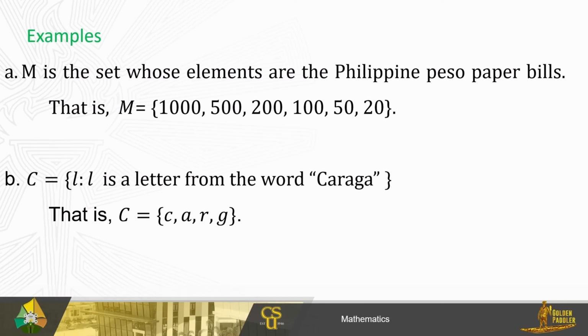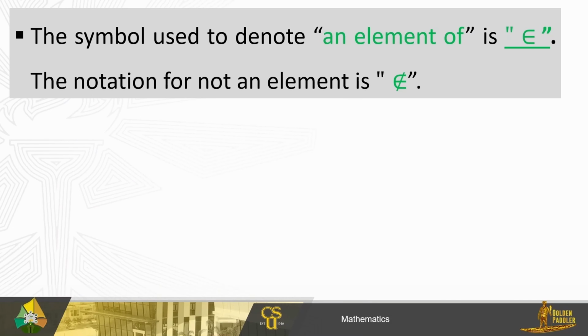If you notice, we only write A once because remember that the definition of a set says that the elements are distinct. Though we have seen letter A in the word Caraga thrice, by listing the elements, we only write it once. Okay. Next, the symbol used to denote an element is the symbol epsilon.